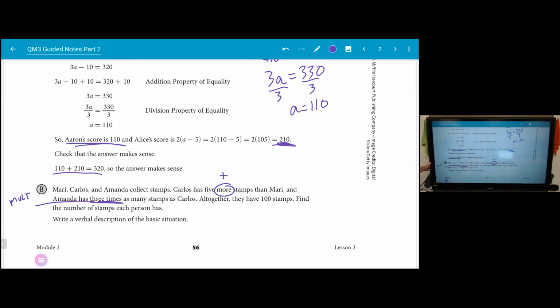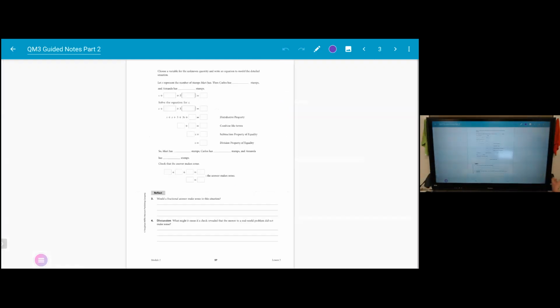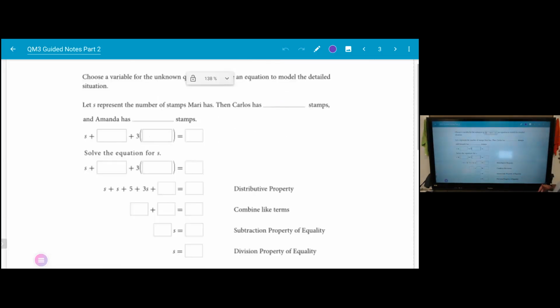Okay. As many stamps as Carlos. Altogether, they have 100 stamps. Altogether, that means if I added them up, I'm going to get 100. Find the number of stamps each person has. So we're going to take the time to write that verbal description. Let's go ahead and do that. We're going to have to keep flipping back for a minute here. What we're going to do is choose a variable for the unknown quantity, and write the equation to model it, right?